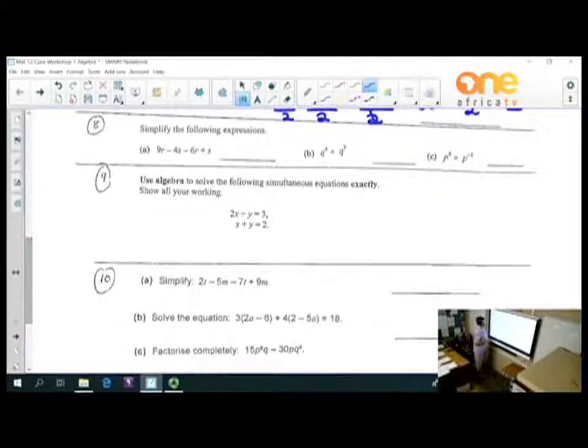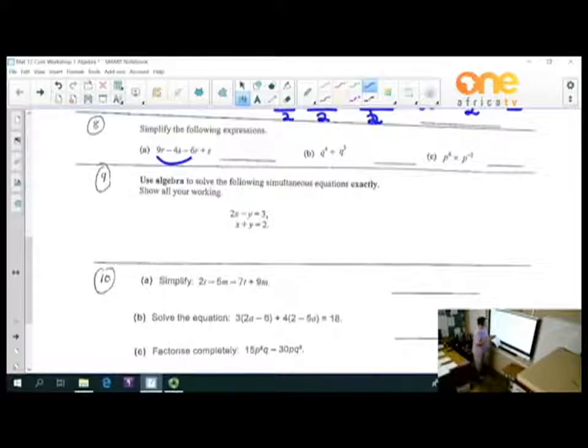Simplify the following expressions. Now, this is very basic. It's again your indices rules. Remember, you can only add like terms. Only like terms. You can't add unlike terms. And again, it would be a good thing if you do this on your calculator. Use your calculator to get that answer.